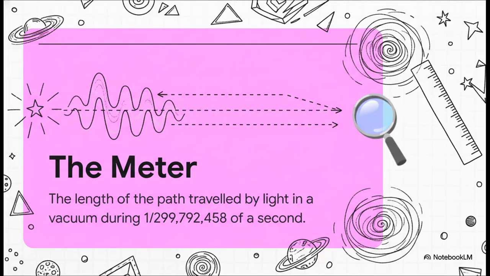But today, oh man, it is so much cooler. We don't rely on physical objects anymore. We rely on the fundamental constants of the universe itself. A meter isn't a metal stick anymore. It's now defined by the speed of light. It's the distance light zips through a vacuum in a teeny tiny fraction of a second. It's a standard that would be the same here, on Mars, or in some galaxy far, far away.